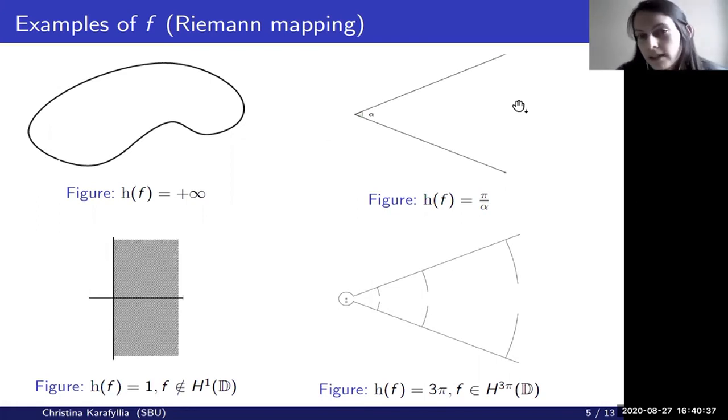When D is a sector, for example, with angle equal to alpha, then the Hardy number is equal to pi over alpha. And this means that when alpha decreases, the Hardy number increases. So F belongs in more Hardy spaces. When alpha is equal to pi, we have the right half plane. And this is an example where F, the Riemann mapping, doesn't belong in HP, where P is the Hardy number. And this is another example where F belongs in HP when P is equal to the Hardy number.